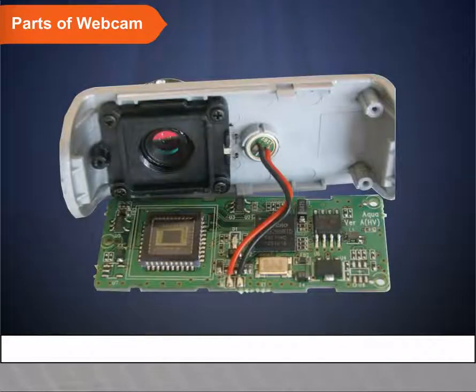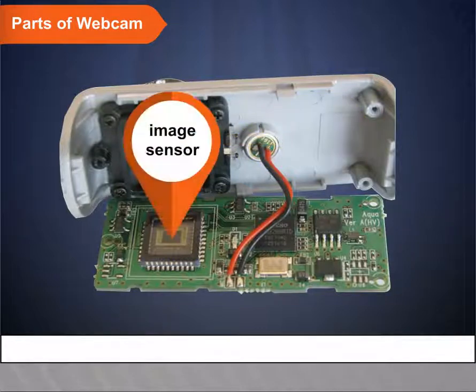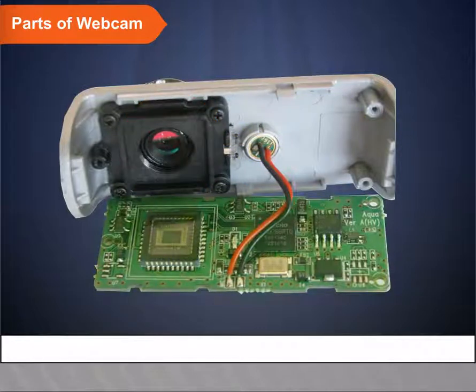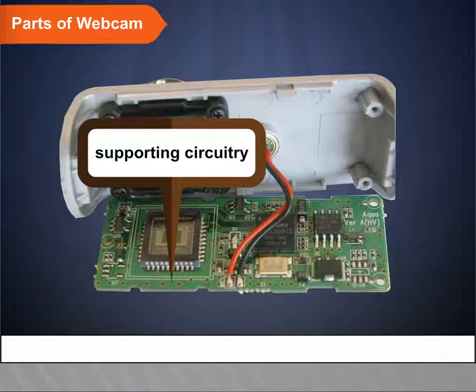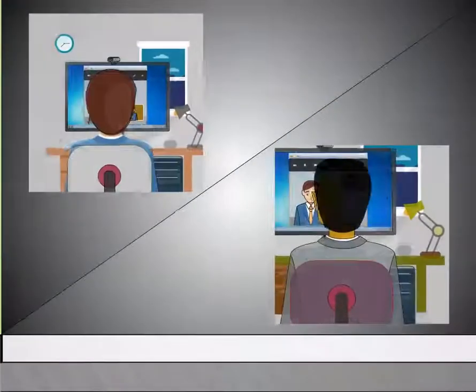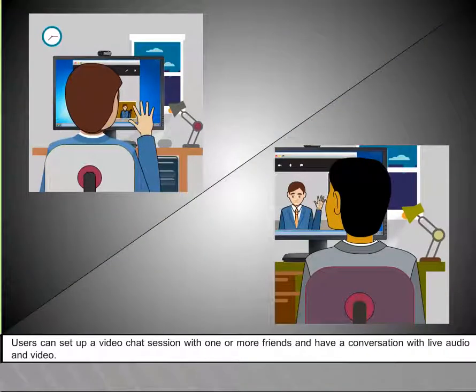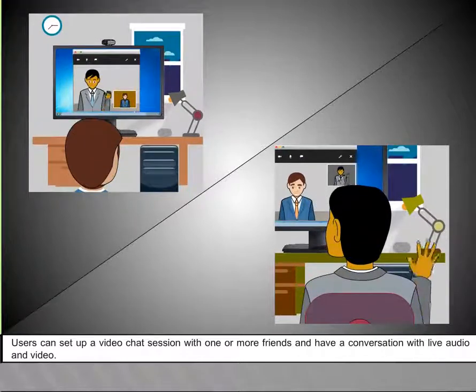Parts of webcam: lens, image sensor, supporting circuitry. Users can set up a video chat session with one or more friends and have a conversation with live audio and video.